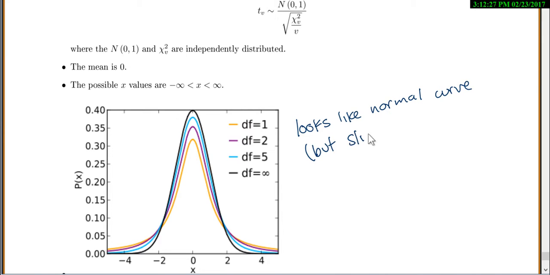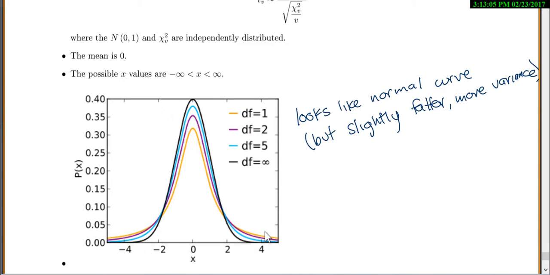But slightly fatter, which means it has more variance, or more variability if you prefer. Interesting thing is it's always centered at x equals 0. Okay, you can have positive and negative values. Now here are some different degrees of freedom. So this orange one had 1 degree of freedom, so it's the fattest one. At 2 degrees of freedom, we're getting less fat, 5 degrees of freedom, and then at infinity degrees of freedom, it actually looks a lot like the normal curve.